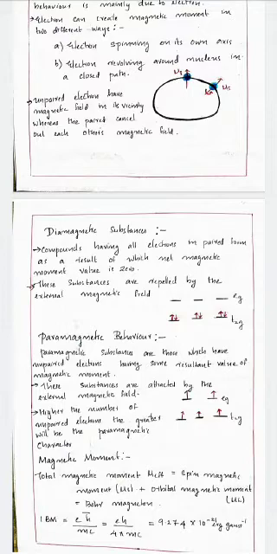Let's see the magnetic moment. The total magnetic moment can be written as the spin magnetic moment, that is mu s, plus the orbital magnetic moment, that is mu l, which is written in terms of the Bohr magneton. One Bohr magneton is equal to eh bar by mc, which is eh by 4 pi mc, that is 9.274 times 10 raised to minus 21 erg per gauss.